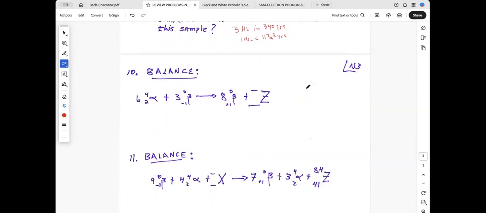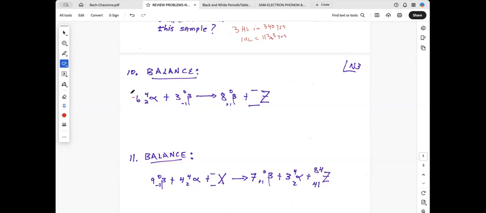Again, we know we have to balance the top numbers and balance the bottom numbers. Once again, if you do the exam and you balance the top numbers, and only one answer in the multiple choice has that top number, then you don't have to do the bottom. That's the correct answer, and move on to the next question. All right, so let's see.